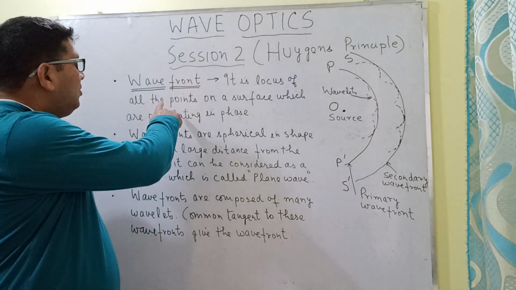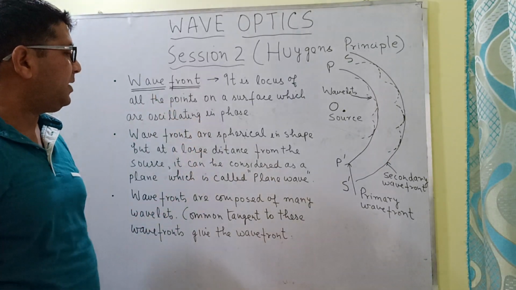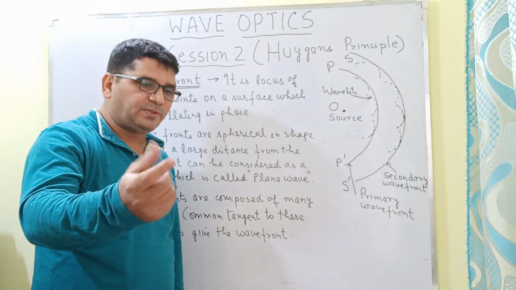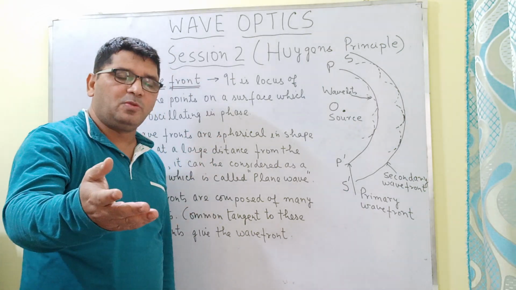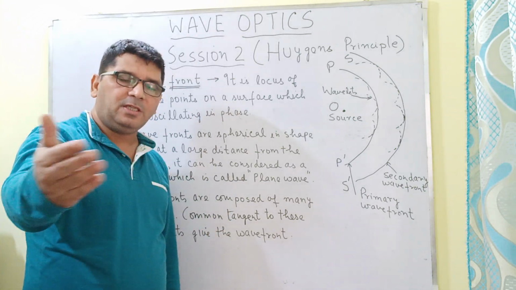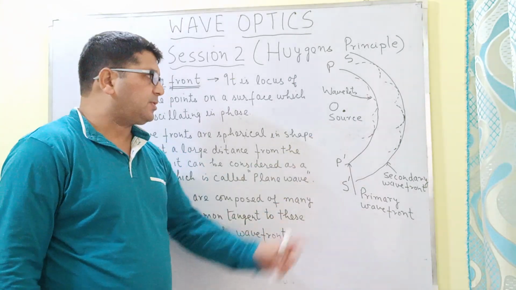So, what is a wavefront? I will be explaining it with the help of an example. When we drop a small piece of stone in a pool of calm water, ripples are generated which move in the outward direction, that is, away from the point source.